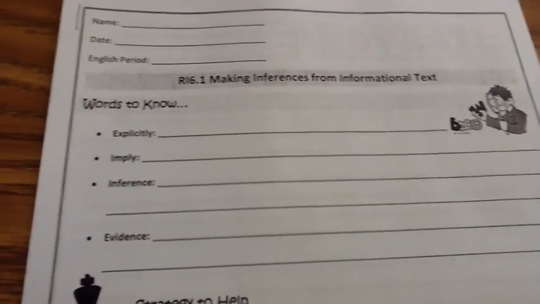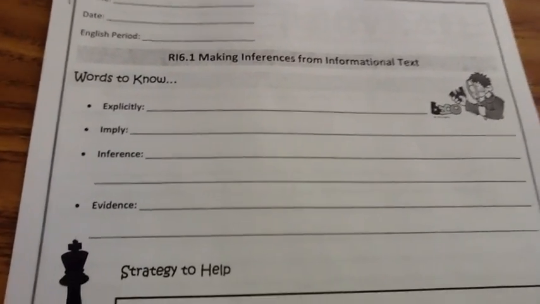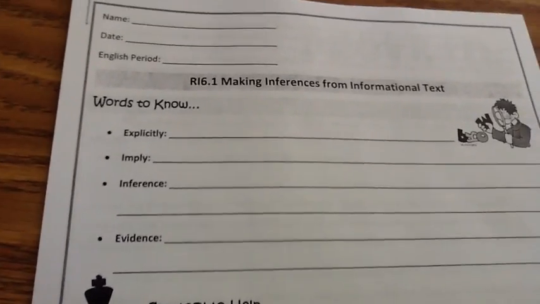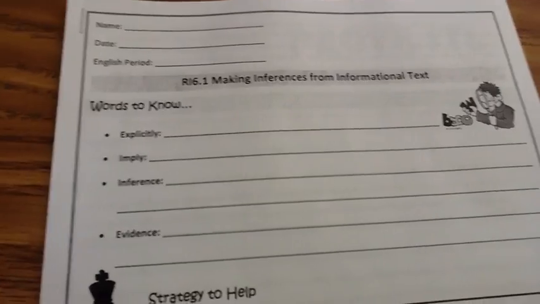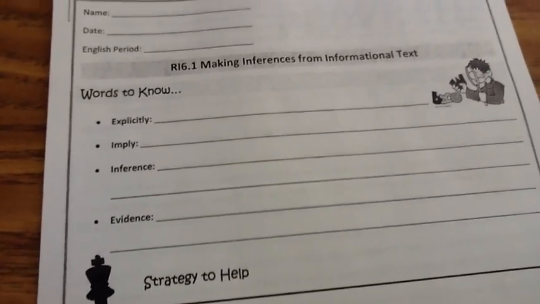All right, this lesson is RI 6.1, making inferences from informational text. Don't confuse it with RL 6.1. That one is about stories versus nonfiction. Let's start with the words that we need to know.